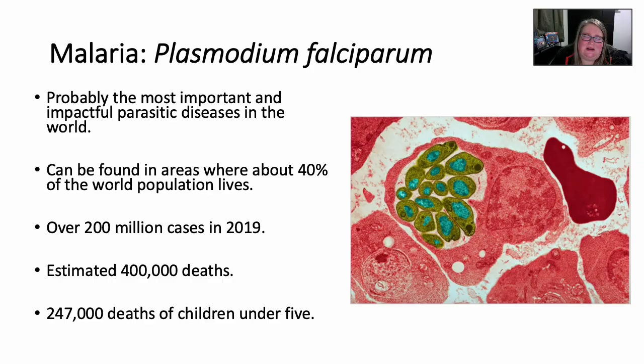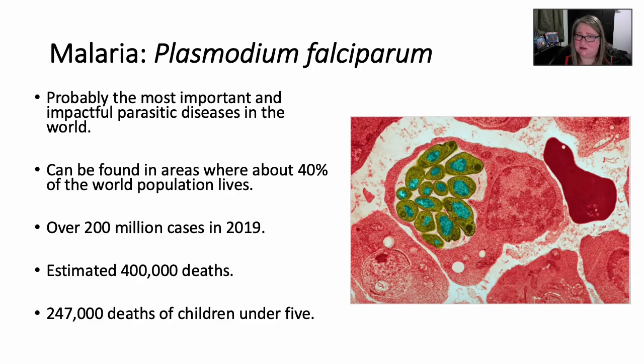Okay, so in 2019, there were over 200 million new cases reported of malaria worldwide, and an estimated 400,000 deaths from it. The thing is, malaria is mostly going to affect young children. So out of those 400,000 deaths, about 250,000 of them were children underneath the age of 5.